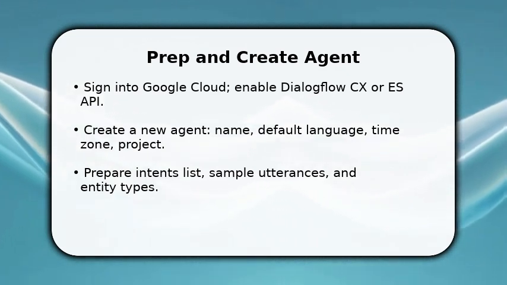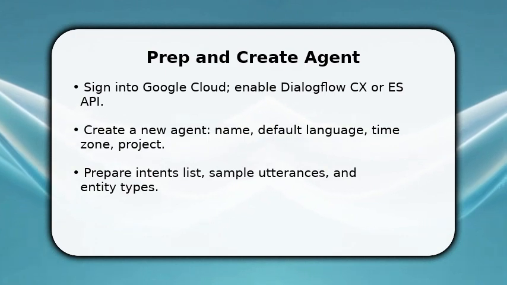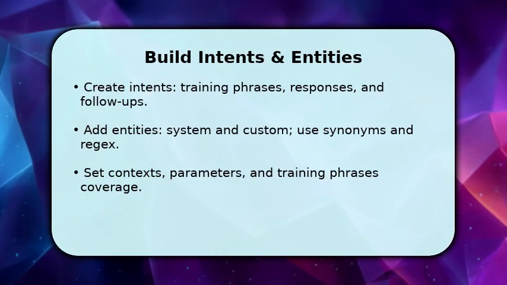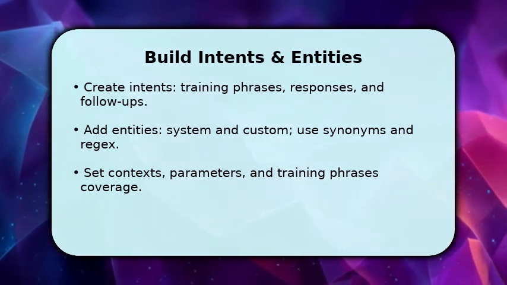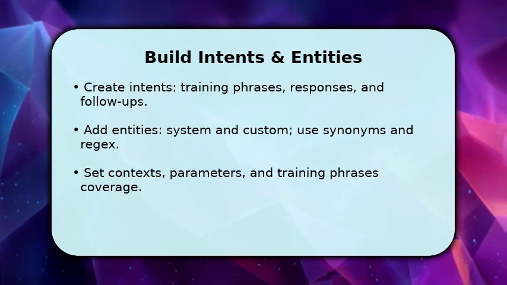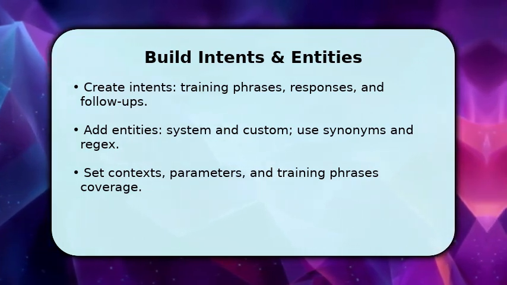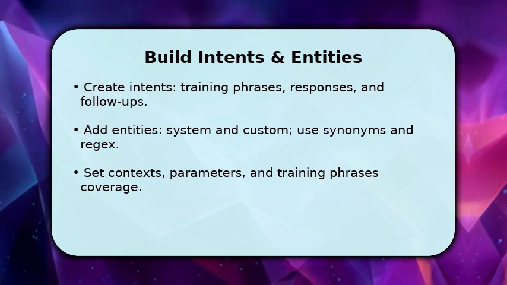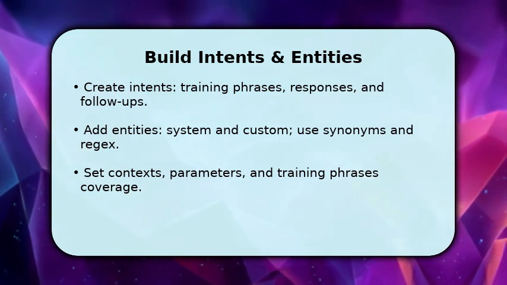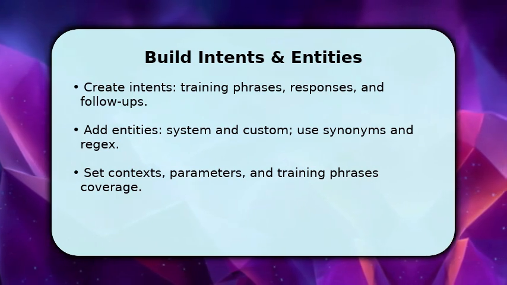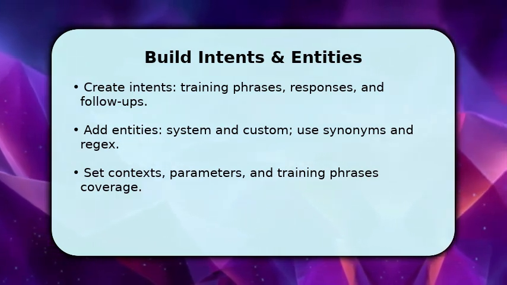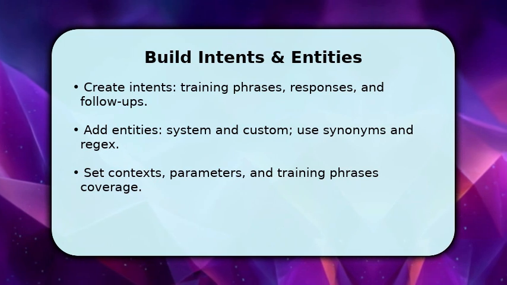Now you implement the middle. Build intents and map user expressions to actions. For each intent, add varied training phrases and craft responses. Use follow-up intents for multi-turn flows. Define entities to capture parameters. Use system types where possible and custom ones with synonyms or rejects for precision. Set input/output contexts to control conversation state and mark required parameters with prompts.